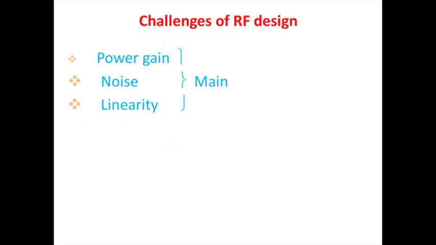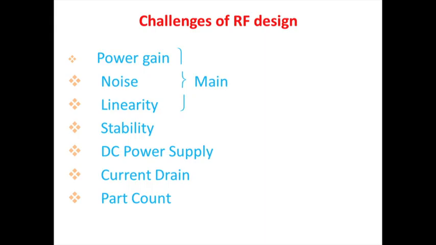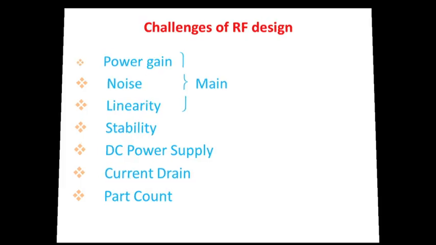Then whether you are maintaining linearity in your devices, because if you do not maintain linearity, in a particular frequency in which you are working, you will generate some other frequencies due to that non-linearity, which will create trouble for you, because we have seen that if you change the frequency, the whole ball game is changed in an RF circuit. So, these are the three very important parameters in RF design. But also, if you design an active circuit like an amplifier, you need to consider stability of that. You need to consider how much DC power supply you have used, what is the current drain, and what is the part count of that.